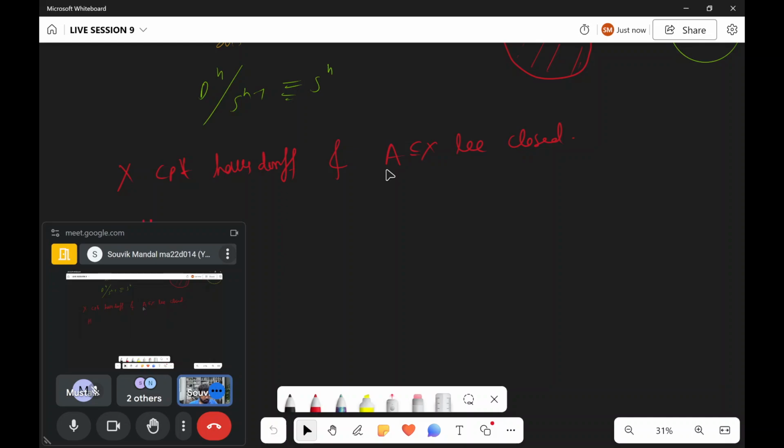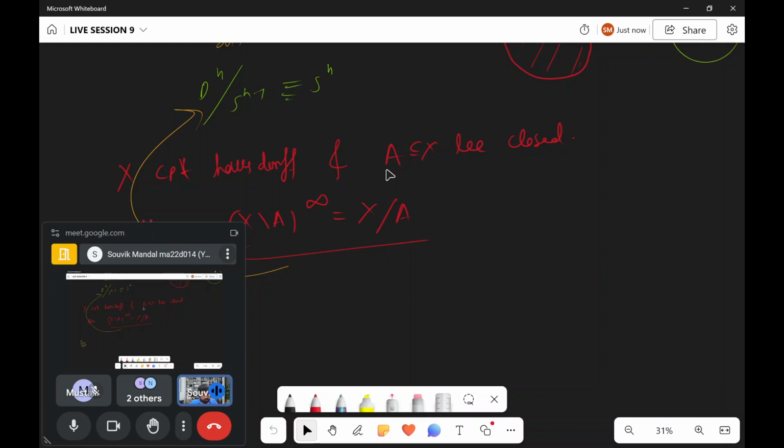Then the one-point compactification of X minus A is nothing but the quotient X divided by A. That is, if X is compact Hausdorff and A is a closed subspace, then the one-point compactification of X minus A will be equal to X divided by A. So this can be used to prove this. How?